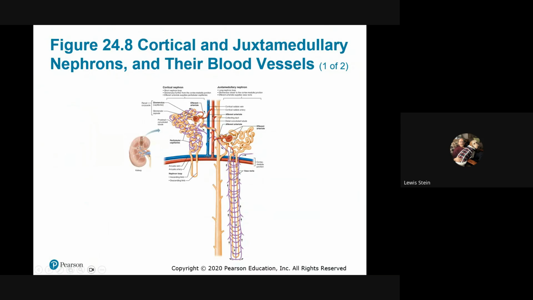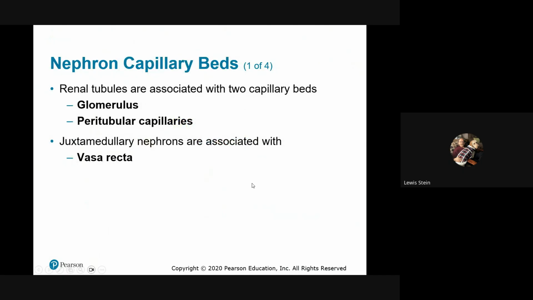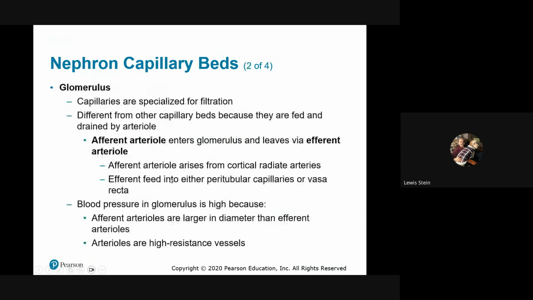Scant blood vessels. They're all draped around this very, very long loop. We've become very familiar with that appearance. It has a lot to do with how we concentrate urine. They're called straight vessels or vasa recta. So glomerulus, peritubular capillaries, juxtamedullary, vasa recta.